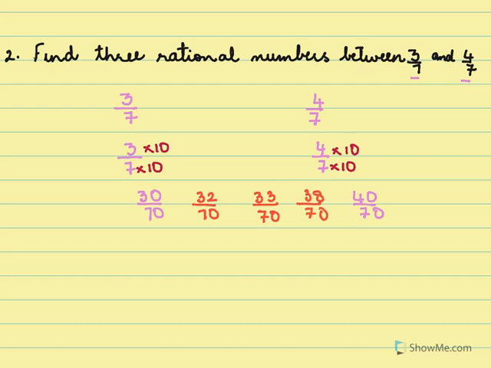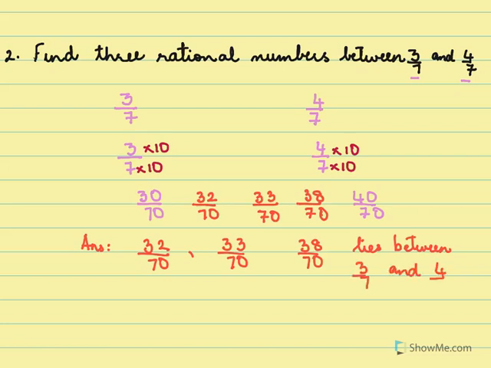All these numbers lie between 3 over 7 and 4 over 7. So the answer is 32 by 70, 33 by 70, 38 by 70. They all lie between 3 by 7 and 4 by 7.